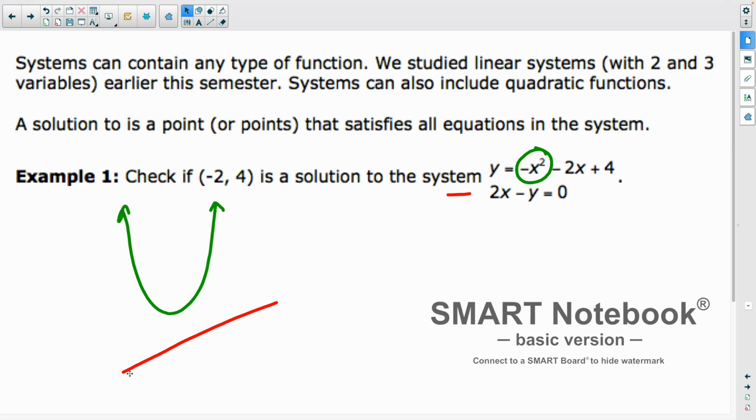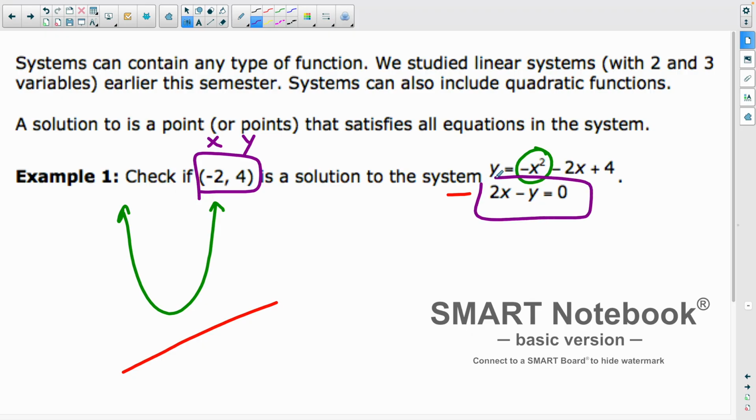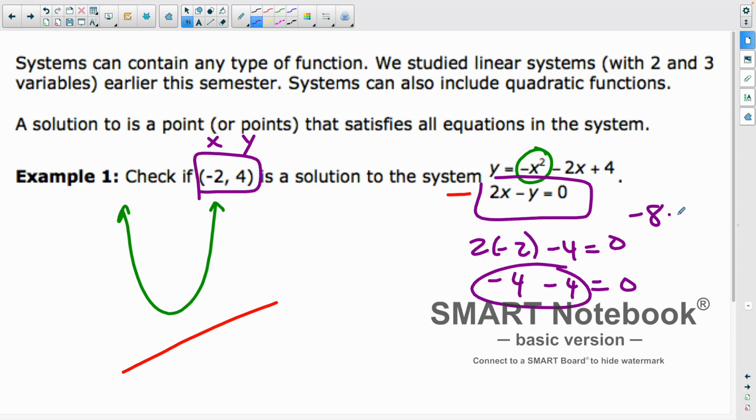Okay? Now, as I look at this one right here, it's asking me to do a couple of things. One thing it's asked me to do is check to see if this is right. So I'm going to plug in the -2 for x and the 4 for y, and check it. I'm going to check the easy one first, this one right here. So 2 times -2 minus 4 equals 0. 2 times -2 is -4, minus 4 equals 0. This is -8. -8 is not equal to 0. So therefore this is not the solution.